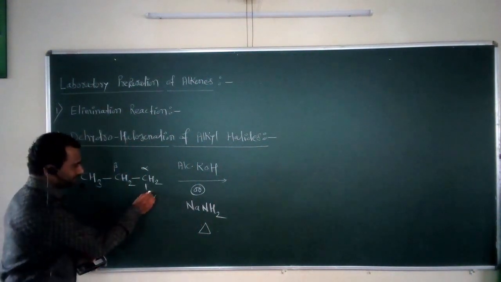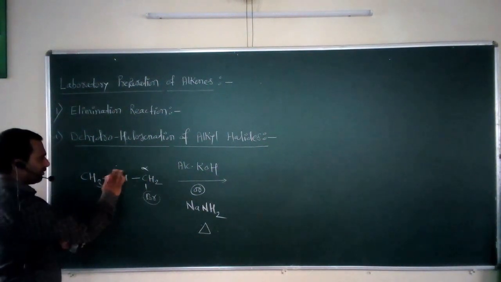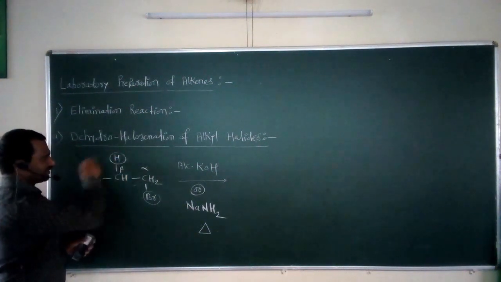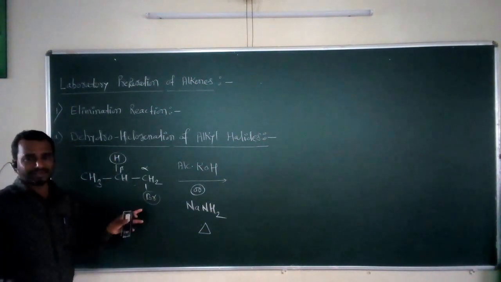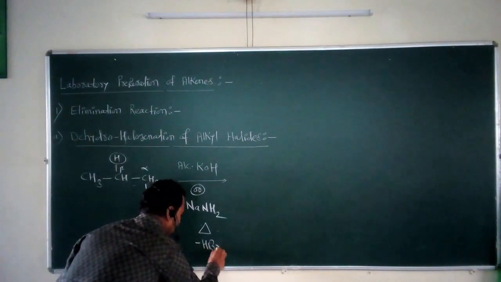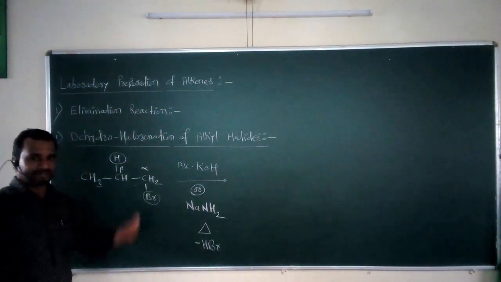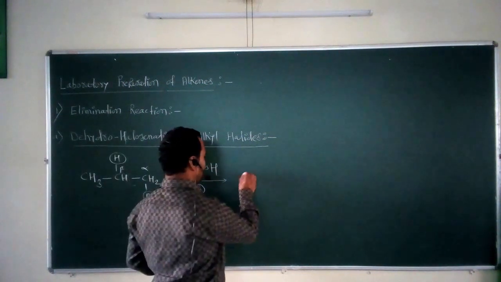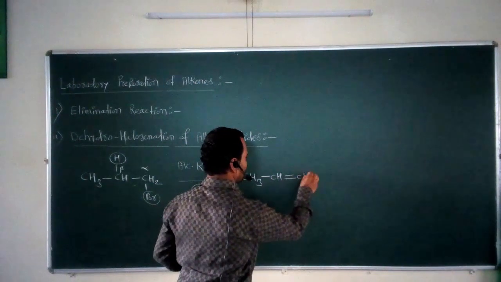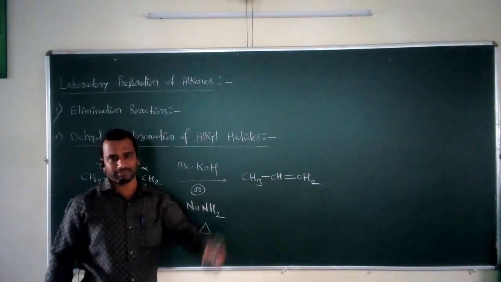And then what happens? Due to the removal of this bromine and one of the hydrogens, that is one of the beta hydrogens, this beta hydrogen and this Br are removed as minus HBr, that is hydrogen bromide. Then what happens? After the removal of this HBr, you will get this type of compound formation as CH3 single bond CH double bond CH2, and this is nothing but the formation of carbon double bond carbon.